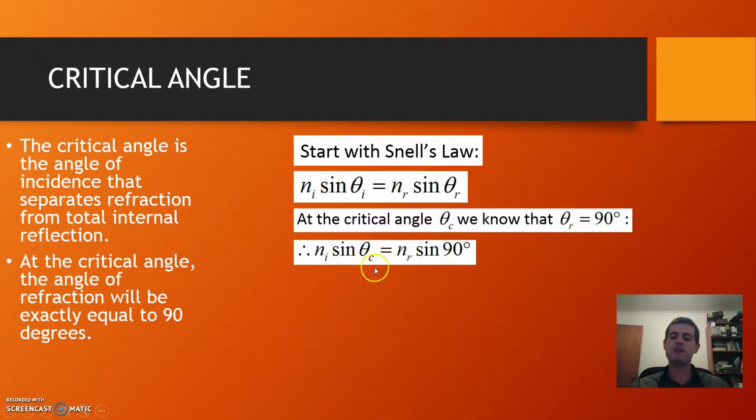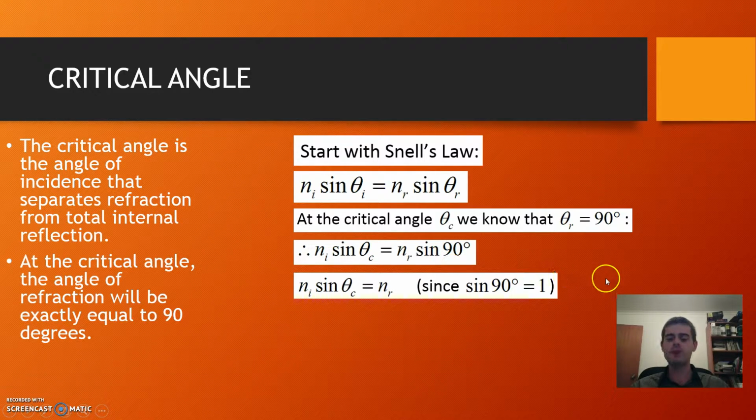So you can see here I've taken that generic expression for Snell's law, and I've replaced it with Ni sine theta c for the critical angle equals Nr sine of 90 for the angle of refraction. Now that's going to simplify to just Ni sine theta c equals Nr. The sine of 90 disappears because we know that the sine of 90 degrees is always equal to 1, and Nr times 1 is just Nr. Next step is to rearrange it to get sine theta c by itself. So sine theta c equals Nr over Ni.